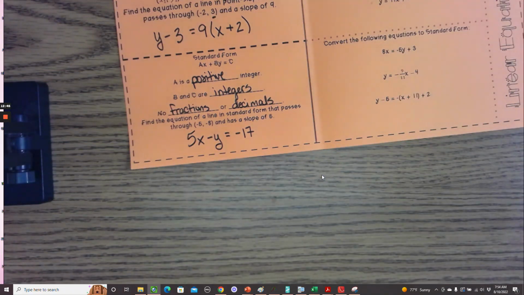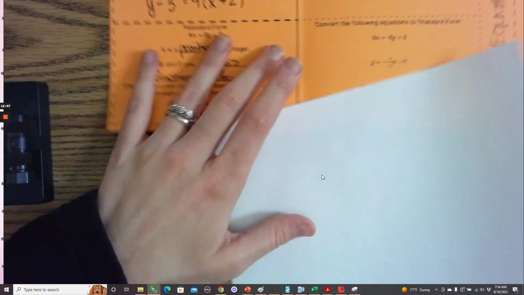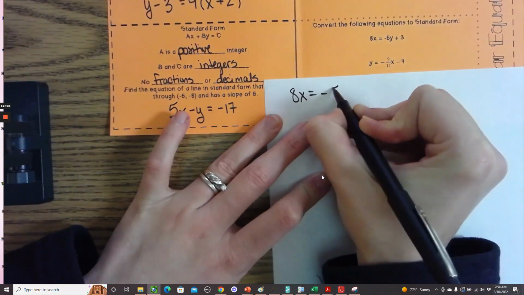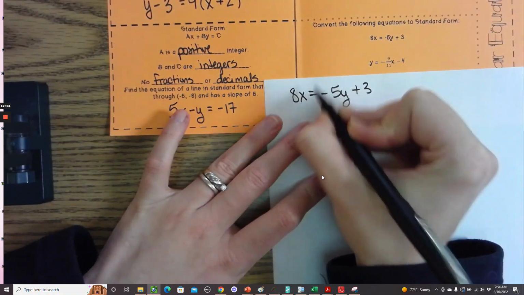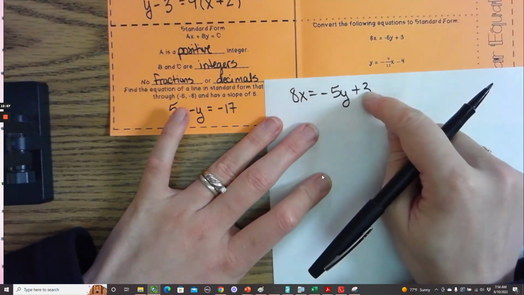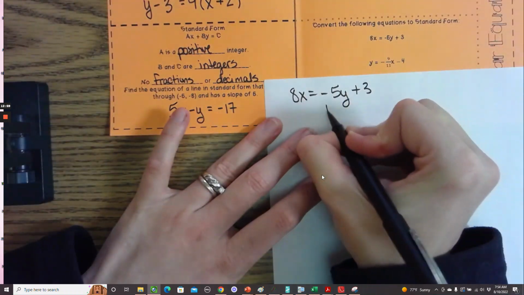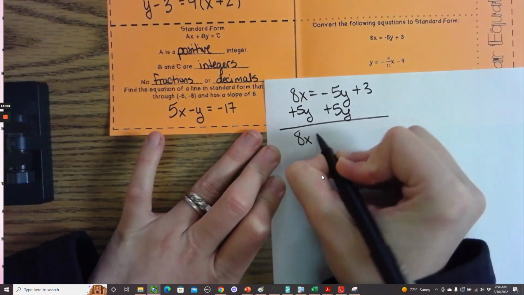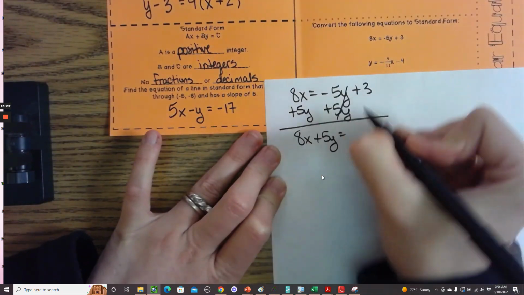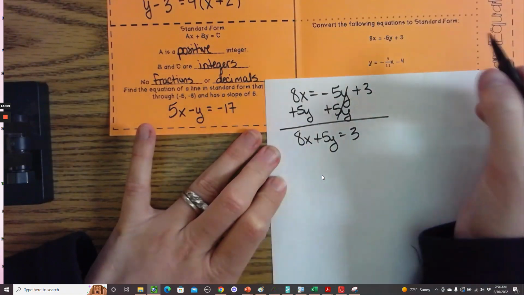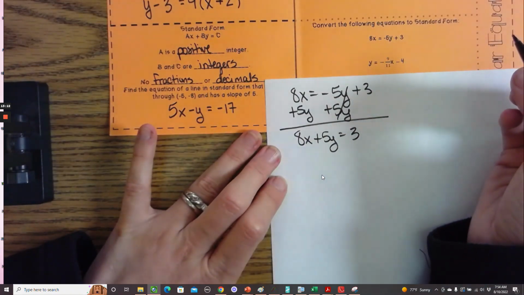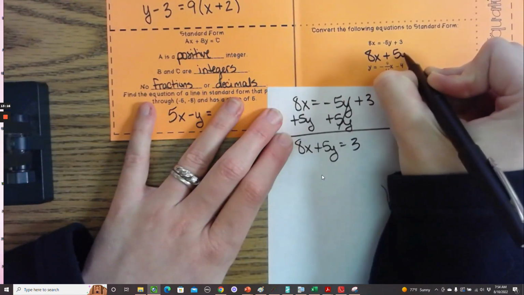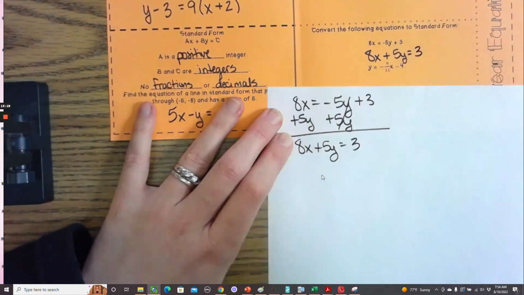All right, so more examples of this, because we do convert to standard form from other forms. So 8x equals -5y plus 3. I just want the x and the y's together. I want the right-hand side to be just the constant. So here, I'm just going to add the 5y to both sides. 8x plus 5y, this cancels, equals 3. I don't know what I was thinking when I wrote my answer keys out for this one. 8x plus 5y equals 3.